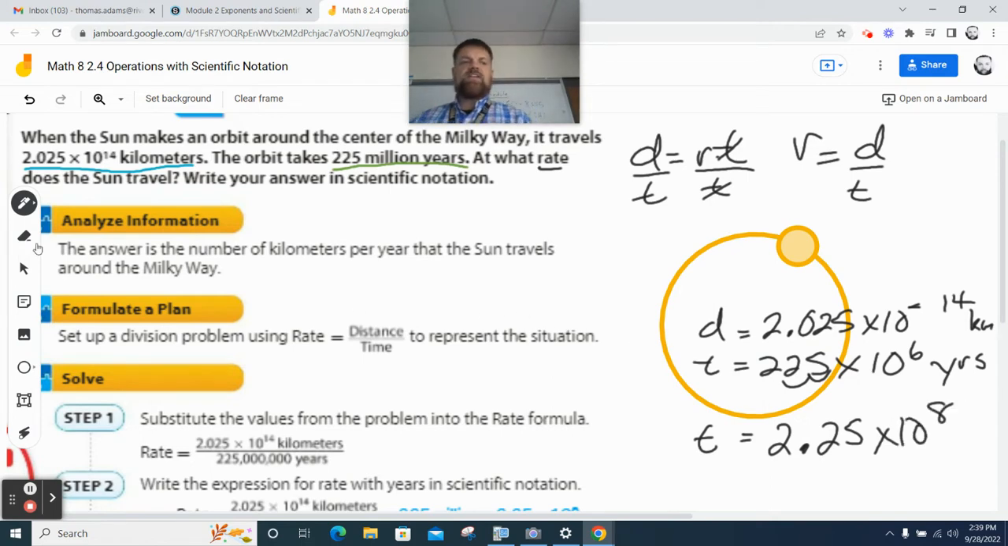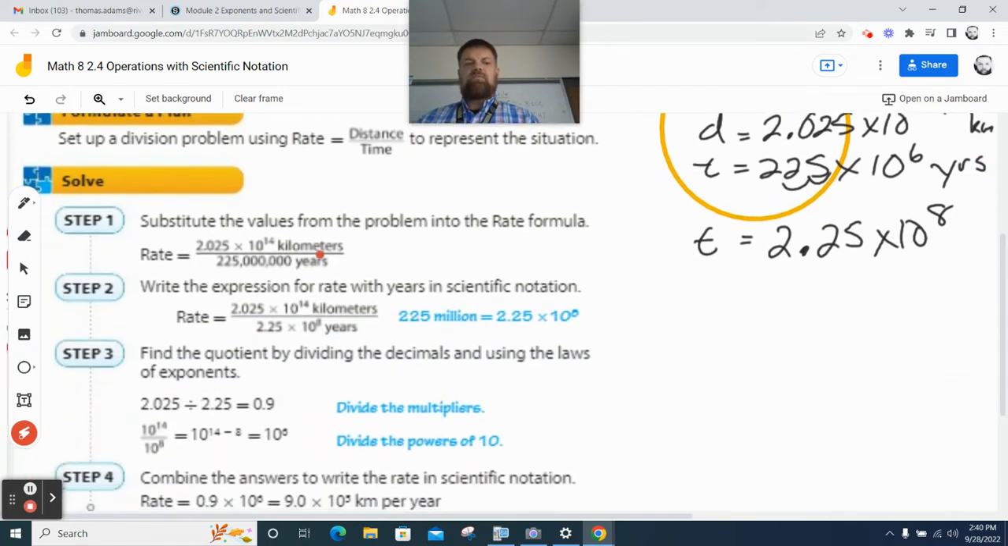So how do I figure this out? Well, I'm going to have to take the distance and divide it by the time. So let's figure that out. It says the answer is the number of kilometers per year the sun travels around the Milky Way. First, we've got to set up a division problem. The rate is equal to the distance divided by time. That's what Mr. Adams said. Okay. Step 1, write that in.